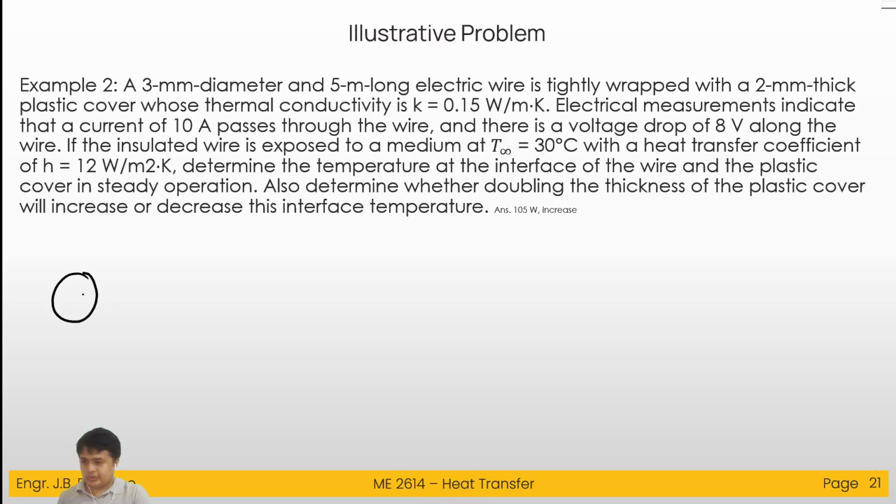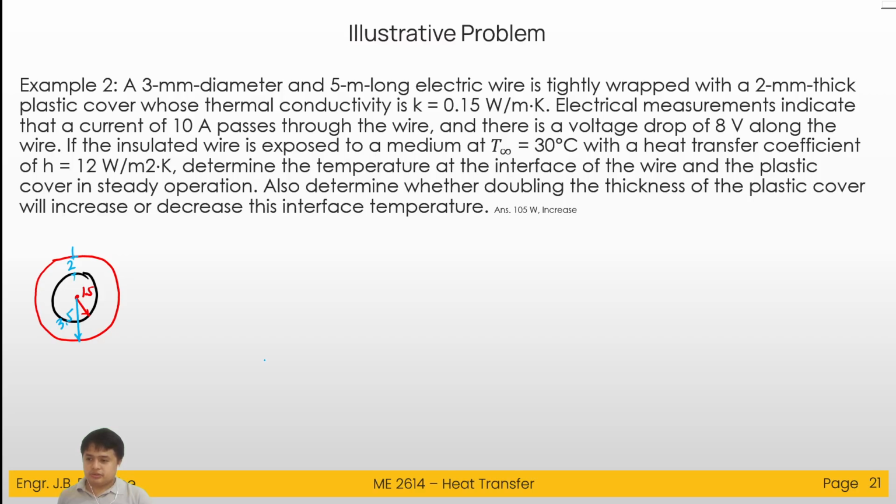So we have a 3 millimeter diameter wire. In other words, you have a 1.5 millimeter radius wire, which is 5 meters long, and it is wrapped in a 2 millimeter thick plastic cover. So the radius here will be what? 1.5 plus 2, so this will be 3.5.